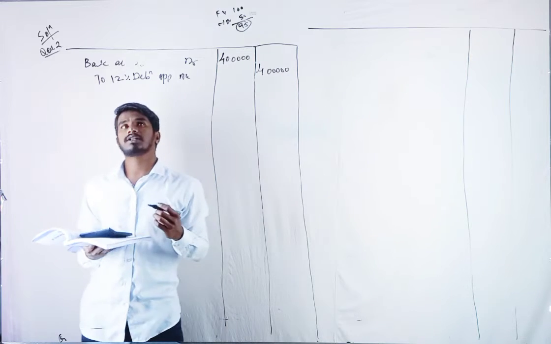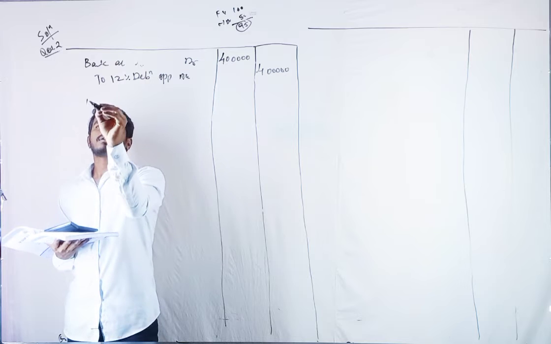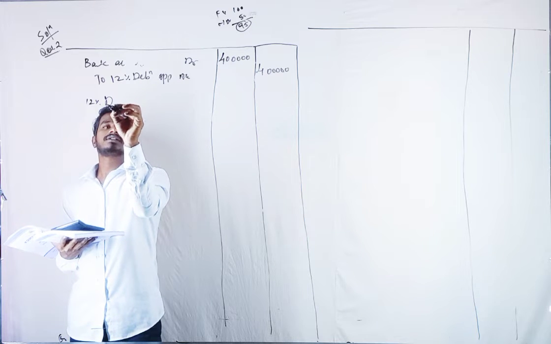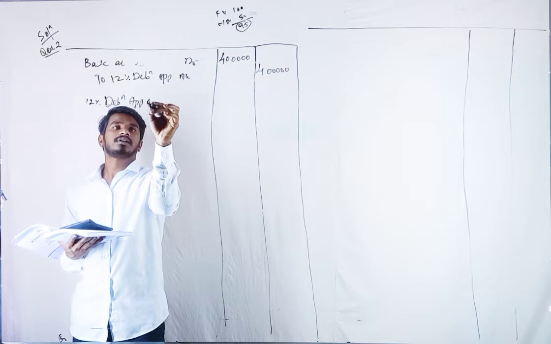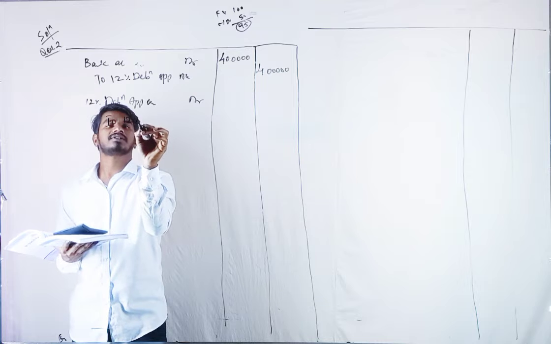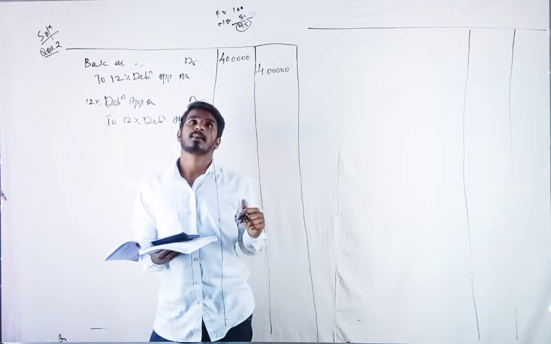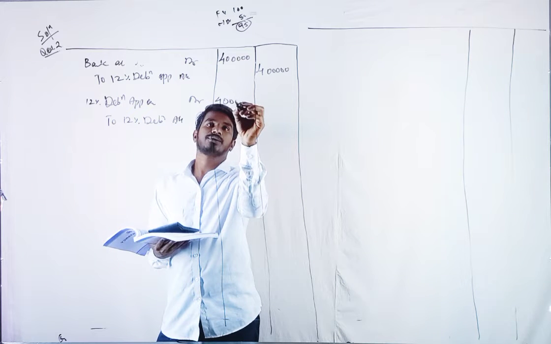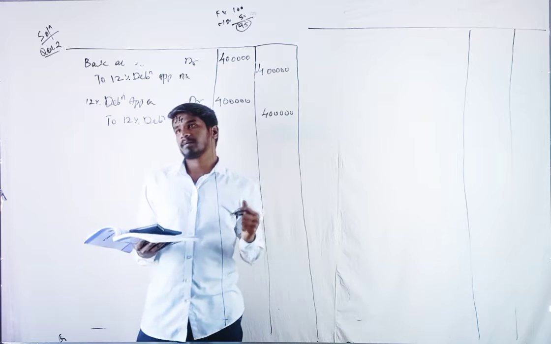We should transfer it to the debenture account. 12% debenture application account debit to 12% debenture account. Is that right? Yes, rupees 4 lakh. We will transfer it to the debenture account.